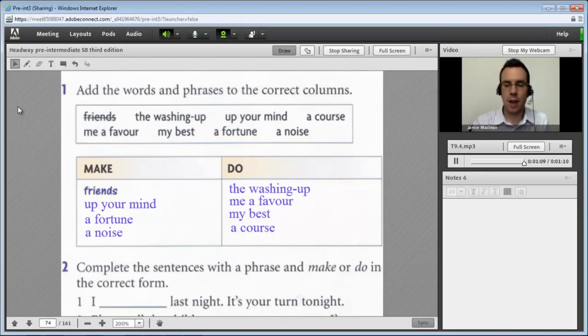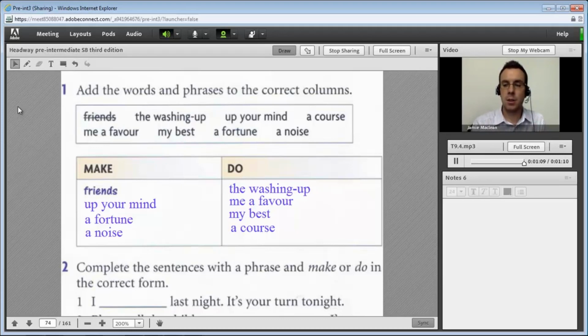Okay, and now you can check your answers on screen. So, we make friends. Also, we say make up your mind. Make up your mind means make a decision. If you go to a restaurant and you're not sure if you're going to have the chicken or the fish, maybe the waiter will ask you to make up your mind, to choose, make a decision. Make a fortune means to make a lot of money. Make a noise, of course, if you cough, you make a noise.